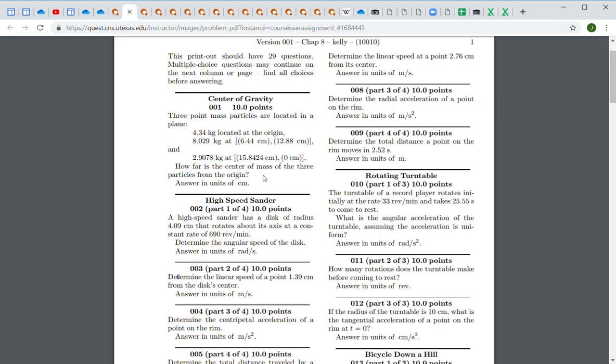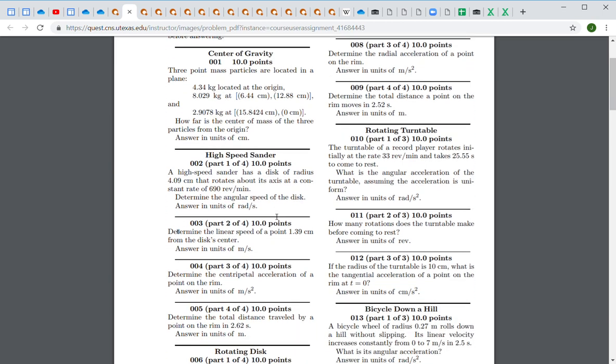And then to find the distance, how far it is from the origin, what we would do is take the square root of x center of mass squared plus y center of mass squared. Take the square root of that, and you'd get the distance of that point from the origin.